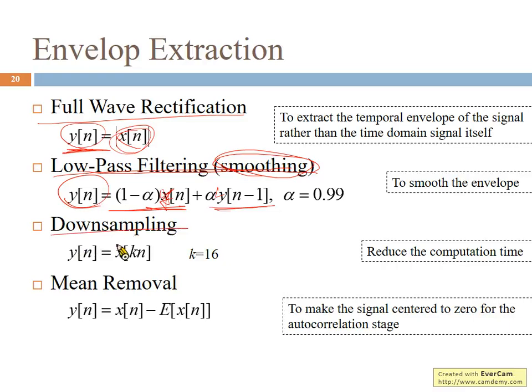And then we do subsampling in order to reduce the computation time. For every 16 samples, we just sample one point out in the following process. And then the final step is mean removal. We just subtract from each sample point the expectation value of the whole set of sample points. So this is called mean removal. After mean removal, we make the signal centered at zero for the autocorrelation stage.